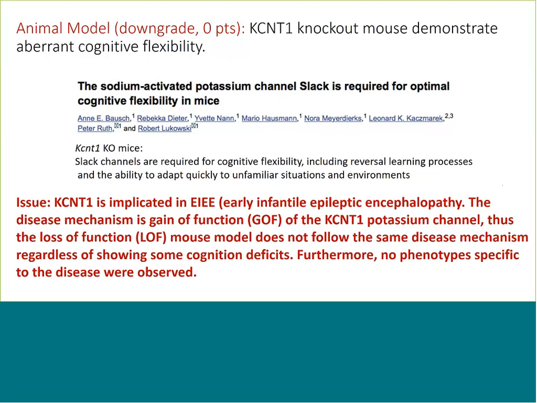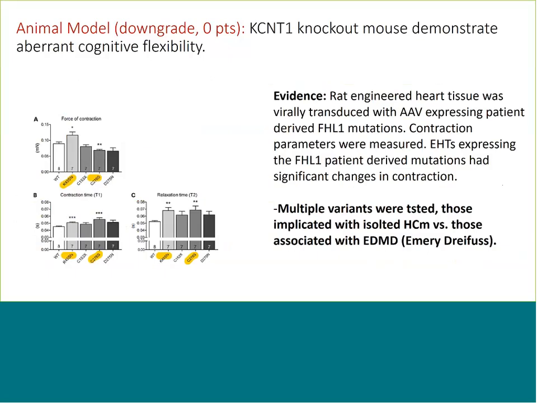But the thing about it is that the KCNT1 mechanism for EIEE is actually a gain of function of the channel, not a loss of function, and so it doesn't follow the same mechanism. And because this wasn't a phenotype that was very specific to the disease, the experts felt that it would get no points in this particular gene curation expert panel. Okay, any questions or comments on models? Just have a couple more minutes.